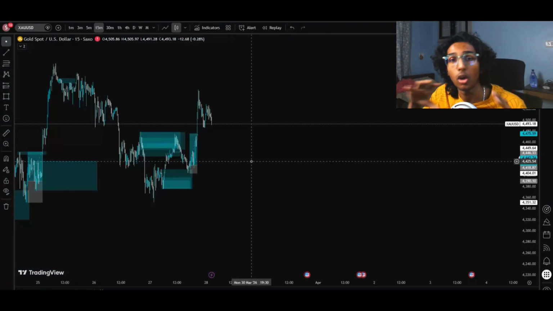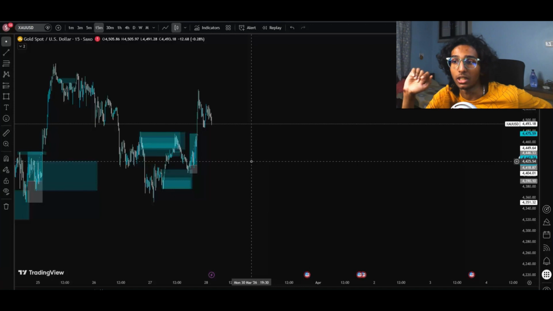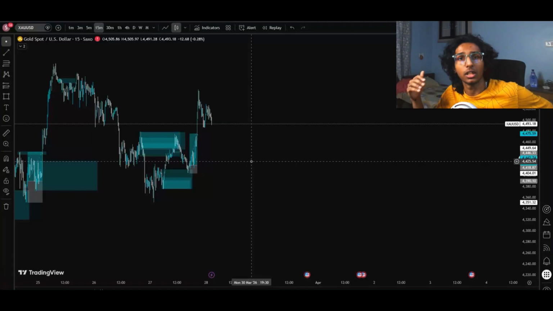Okay, so this works on all pairs. It works on crypto, it works on currencies, it works on commodities, everything. You get few trades, but it's best for beginner traders. Or even if you're an advanced or intermediate trader, you can just change your entry conditions according to yourself.